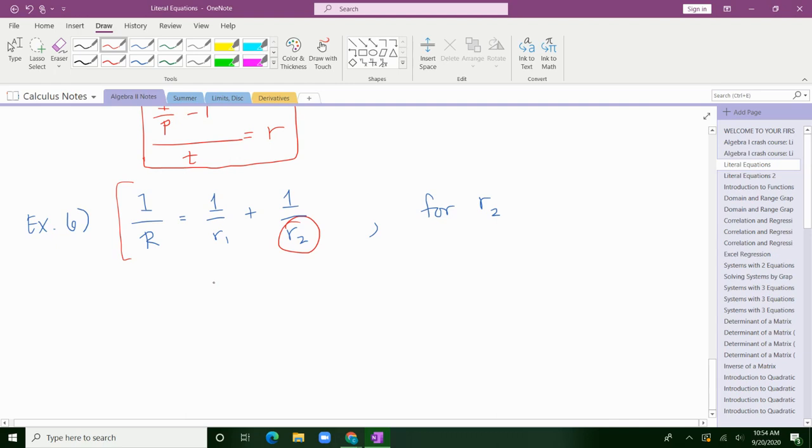Now, the biggest mistake I see, and I just want to point this out quickly, is that people think they can reciprocate each term and get this, and then they're like, hey, I just have to subtract by R1. But that doesn't work because you have addition here. There are more rules with addition and subtraction. If that had been multiplication, yes, you could get away with that, but it's not multiplication, so you can't get away with that.